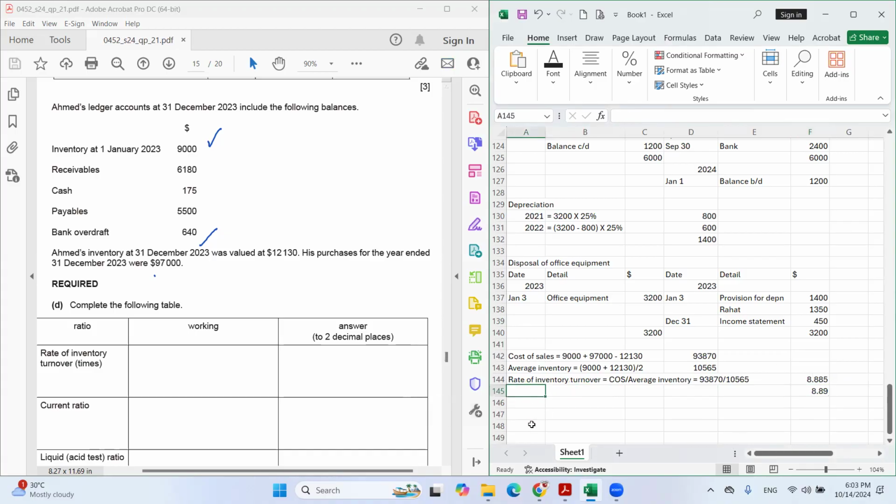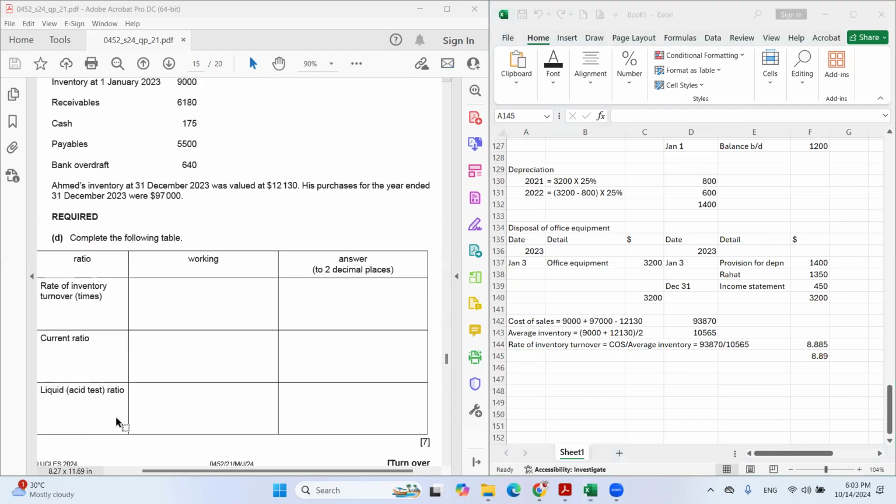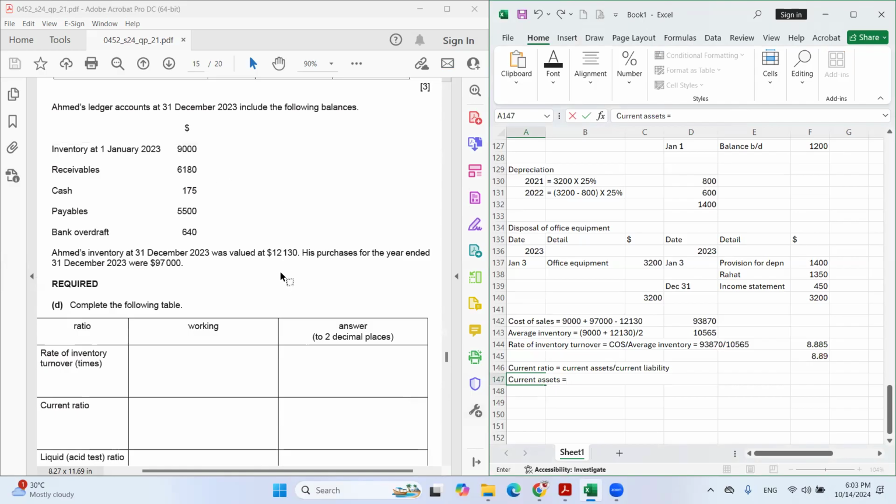Okay, the next one is current ratio. Current ratio is current assets. The formula is current assets over current liabilities. So let's see what are the items. Our current assets are, let's see, closing inventory. Don't take opening inventory. Take closing inventory.